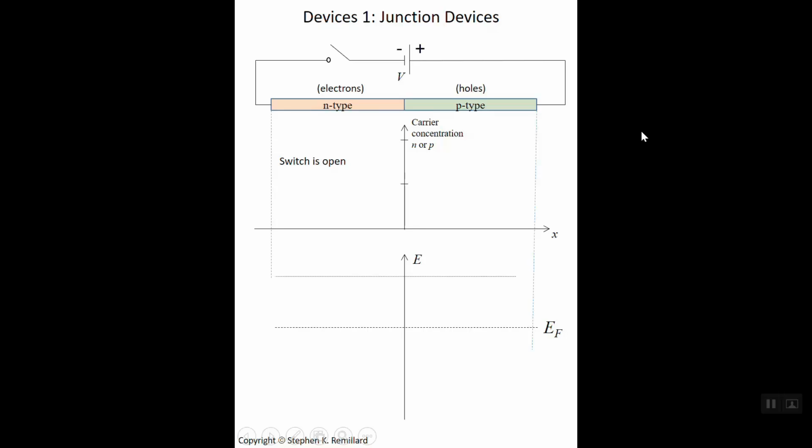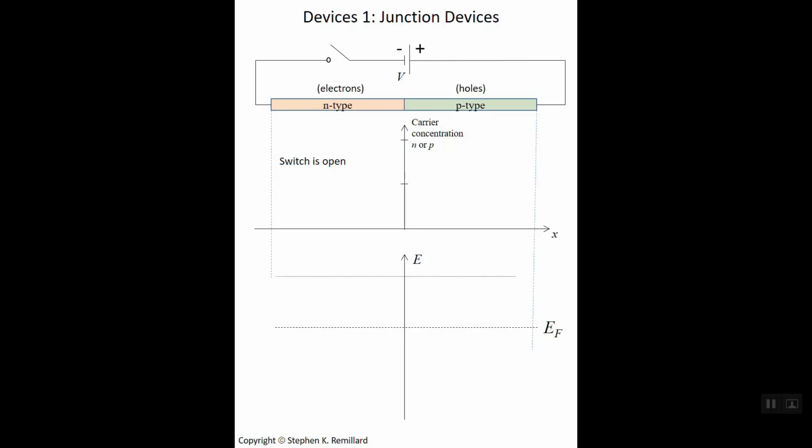A battery is connected to it, with the positive terminal of the battery connected to the p-type side, and the negative terminal of the battery connected to the n-type side. But there's a switch between the battery and the semiconductor. We will first talk about what the carrier concentration across the semiconductor looks like when that switch is open, and it is just a junction sitting there.